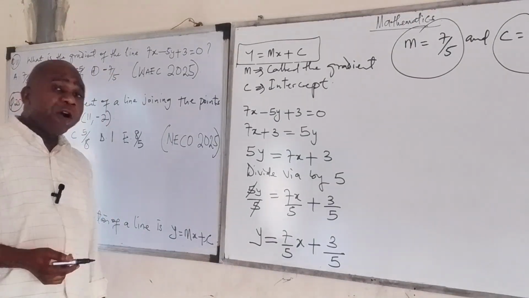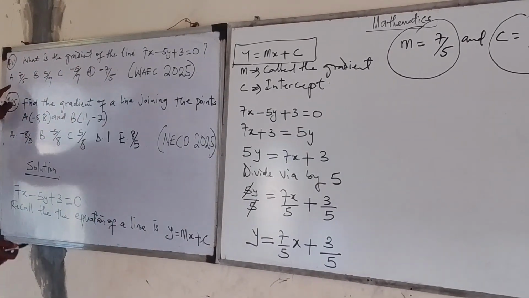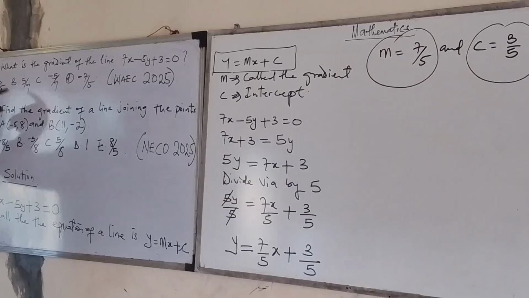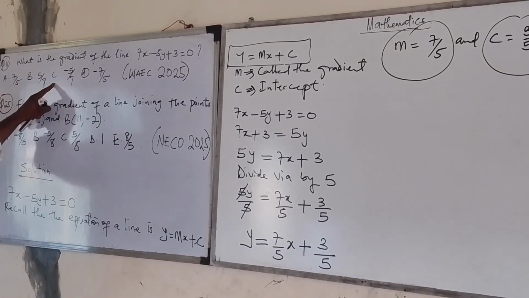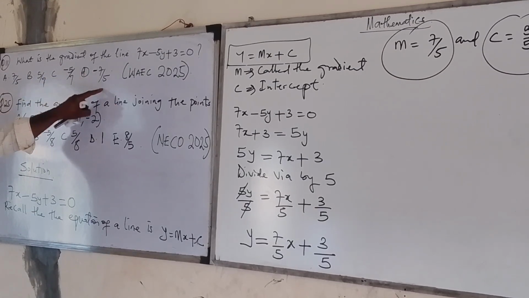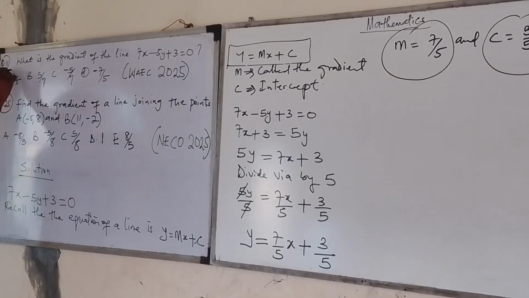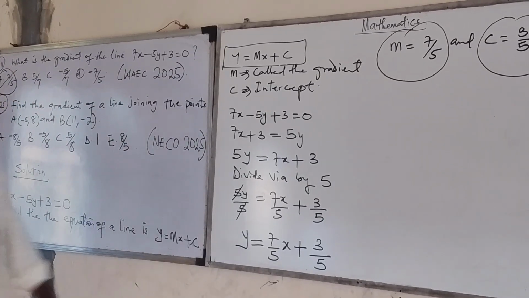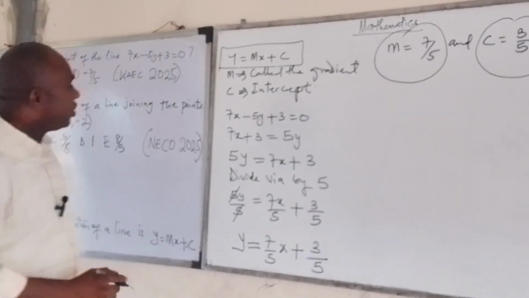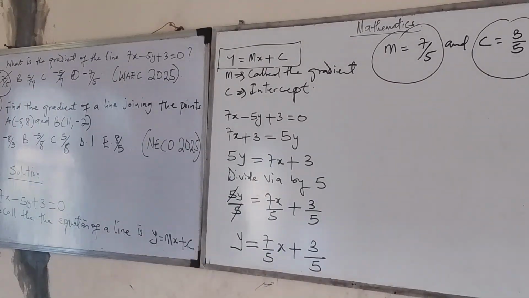So here they gave us options. Option A is 7 over 5. Option B is 5 over 7. Option C is minus 5 over 7. Option D is minus 7 over 5. So it means the correct option here is option A, 7 all over 5. That is the gradient. Now let's look at the next question.